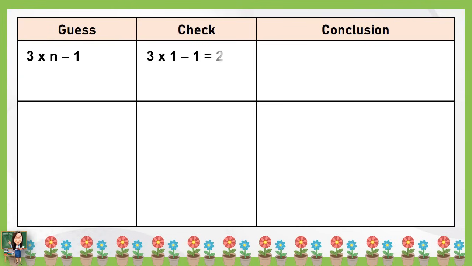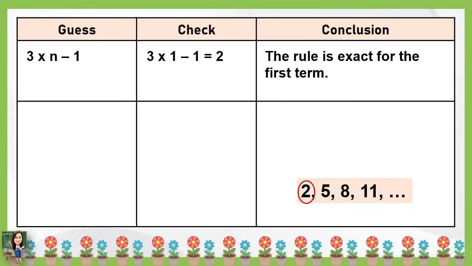Then check: 3 times 1 equals 3, minus 1 equals 2. Still, the sequence is 2, 5, 8, 11. So 3 times 1 equals 3, minus 1 equals 2. The answer is 2. So the first term is 2. The rule is exact for the first term, which is 2.